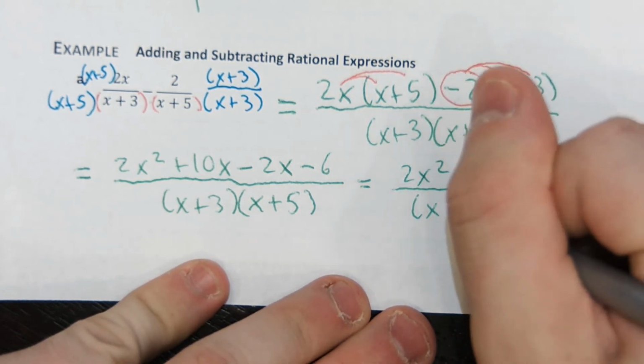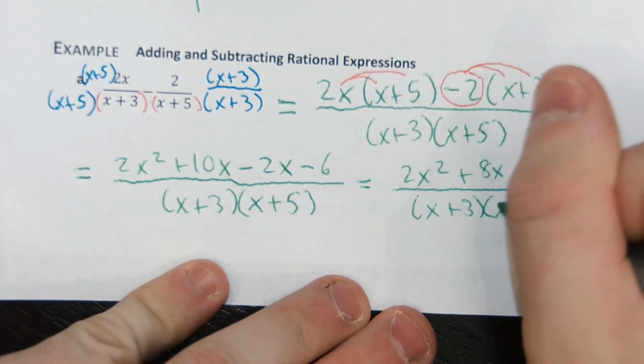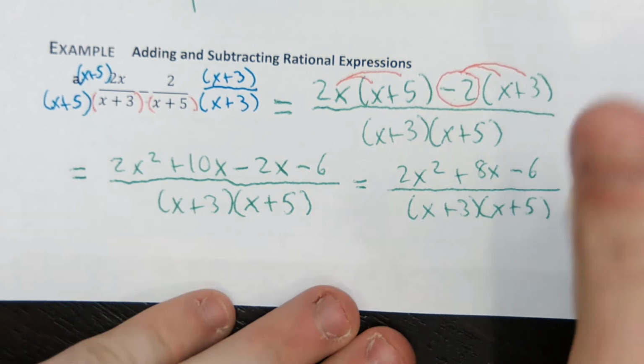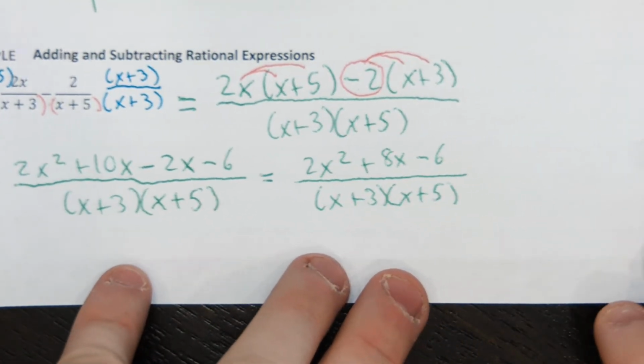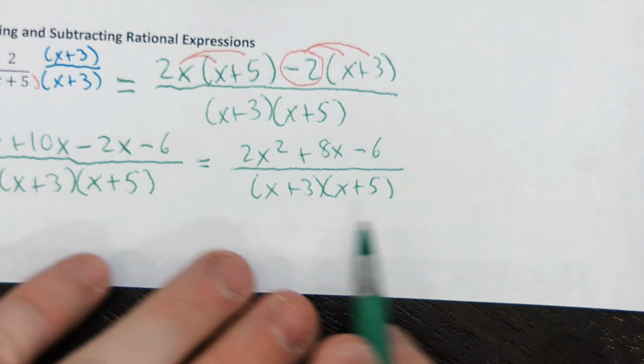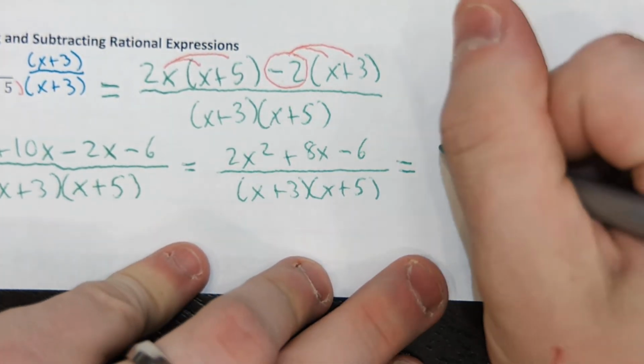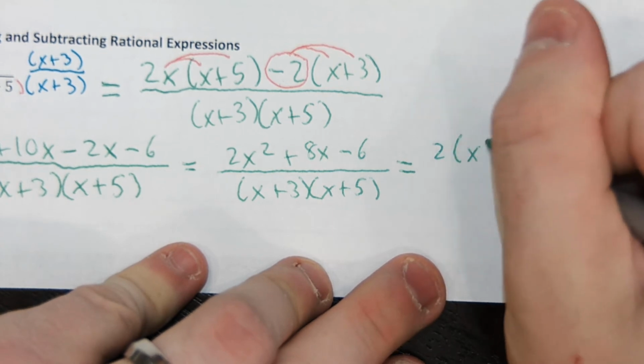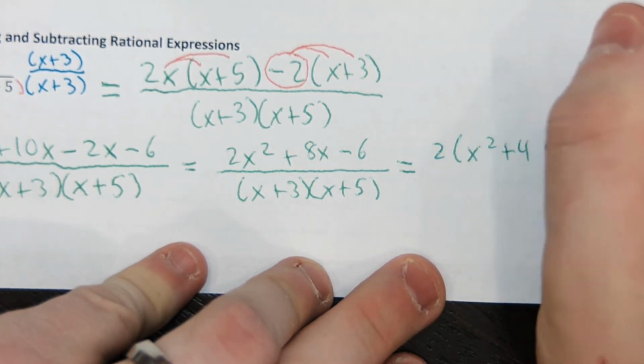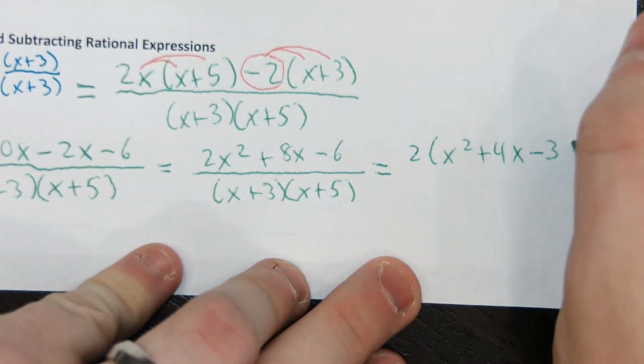You know what, folks? We might be in luck. We might be in luck. Something else might factor and cancel. What I see on the top here is all three terms are even. So there is a GCF of 2. I could pull that 2 to the front. X squared plus 4x minus 3.